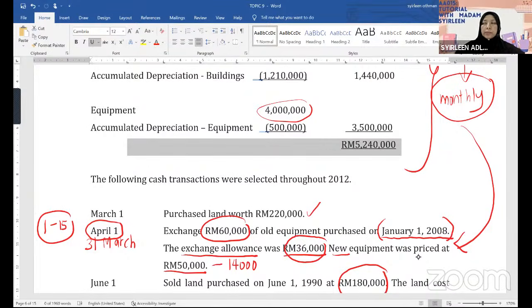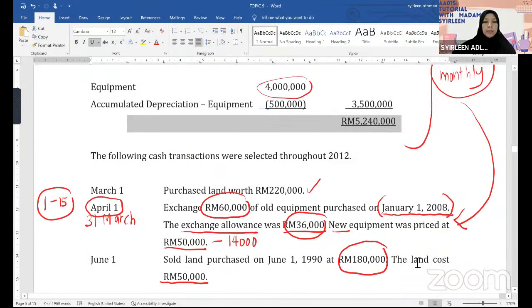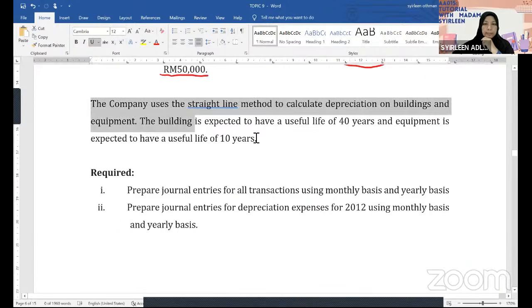Tapi for 2012, adjustment tak pernah buat lagi. So bila adjustment tak pernah buat lagi, the depreciation expense untuk aset ini sehingga 1st April tak pernah dicatat lagi. So bila dia tak pernah dicatat dalam mana-mana journal, you haven't posted the value to your ledger. Jadi your accumulated depreciation is not up to date. Jadi kita kena update dulu, kena catat dulu dia punya depreciation expense, baru dia akan join kawan-kawan dia dalam accumulated depreciation, then only you can close the account. Okay? Alright. Okay. So dekat bawah ni dia bagi anda maklumat.